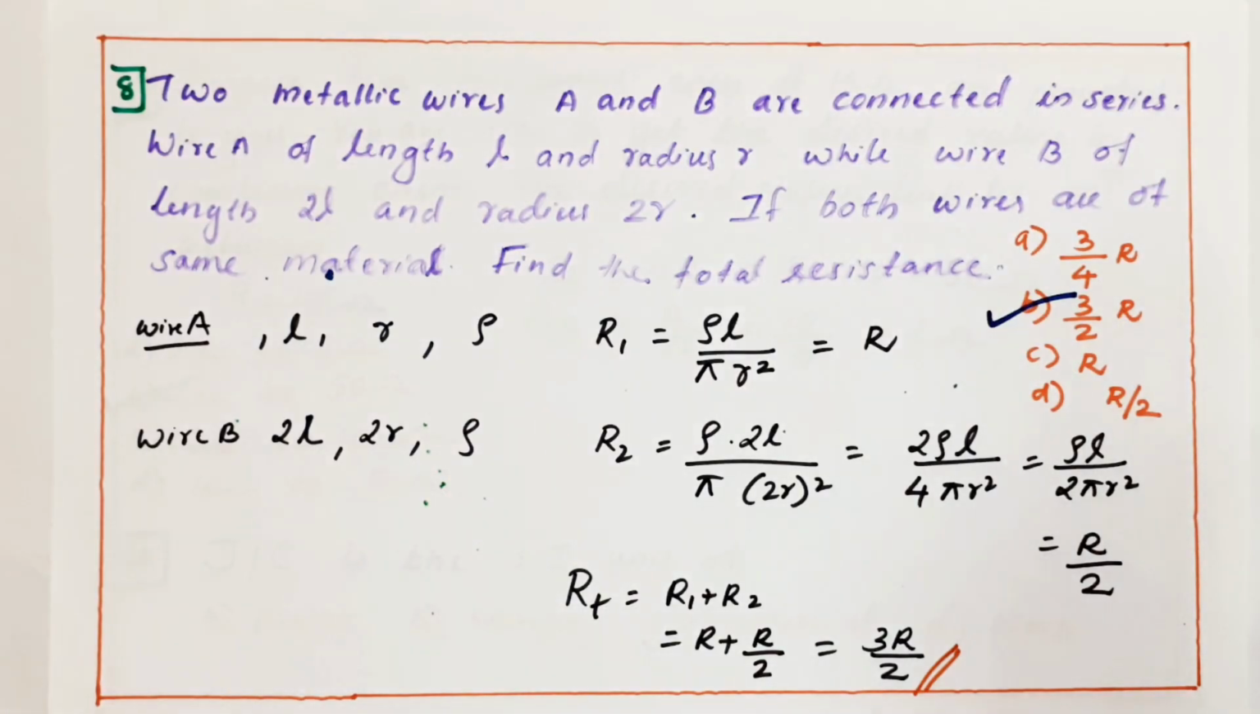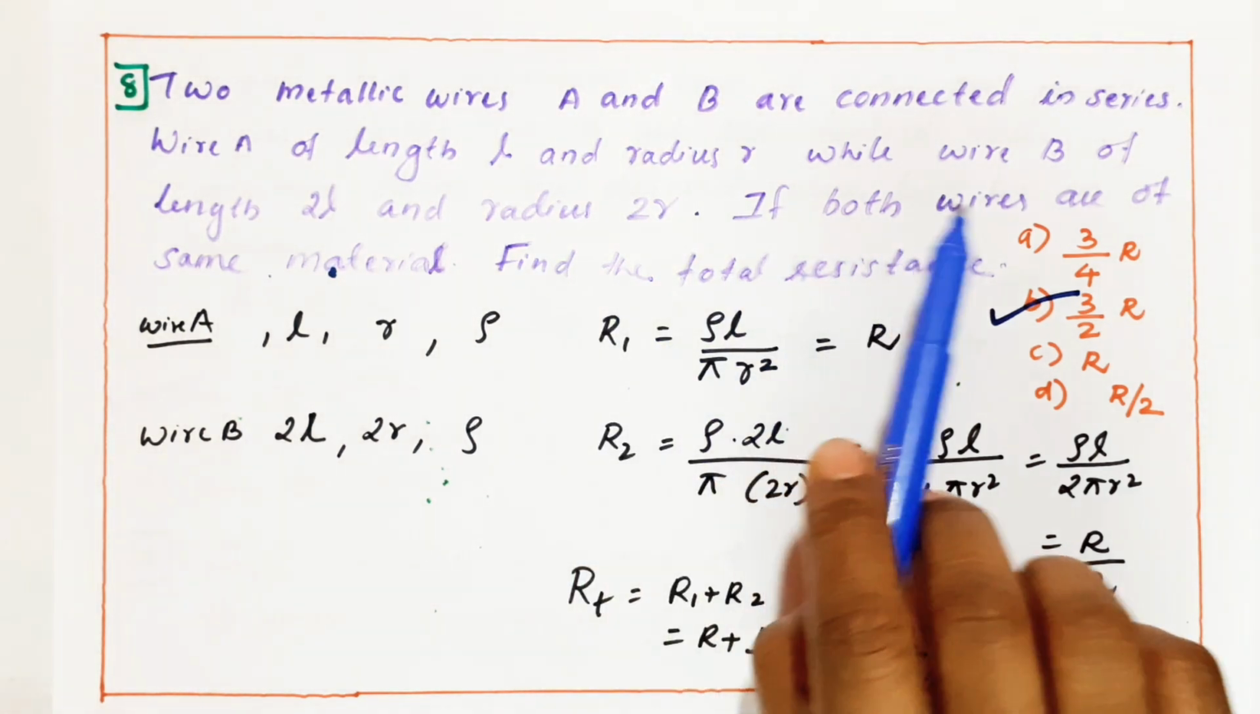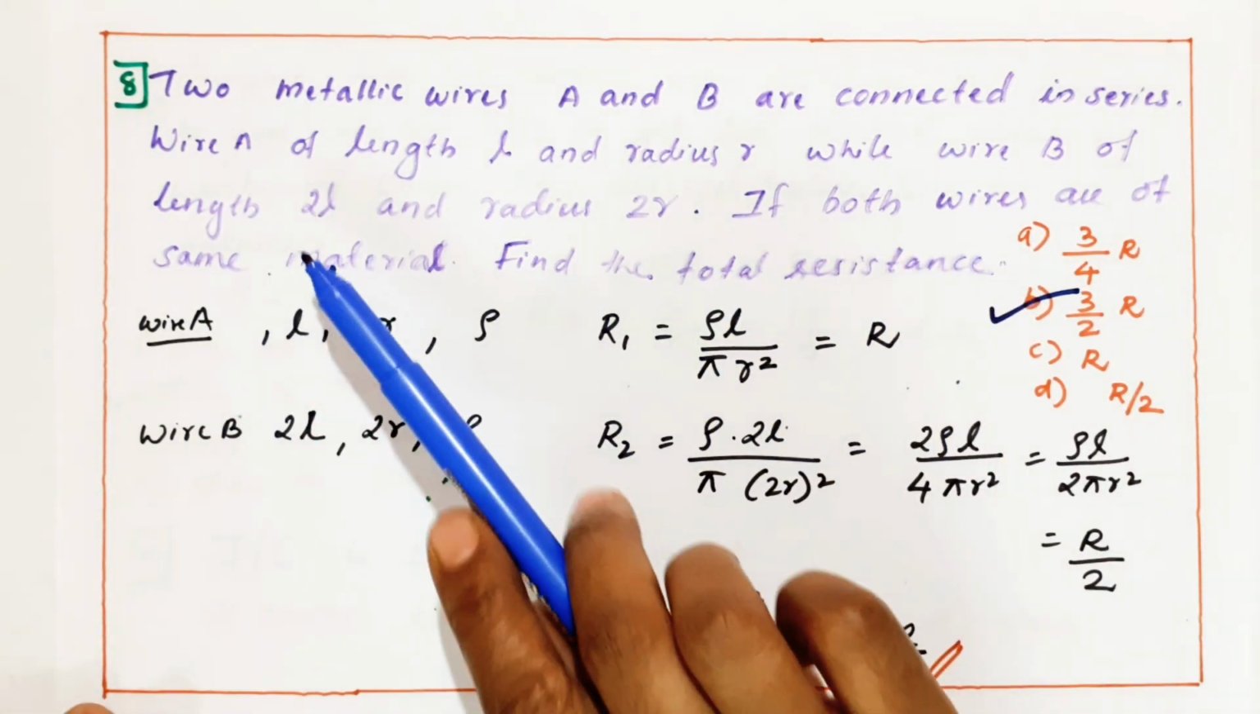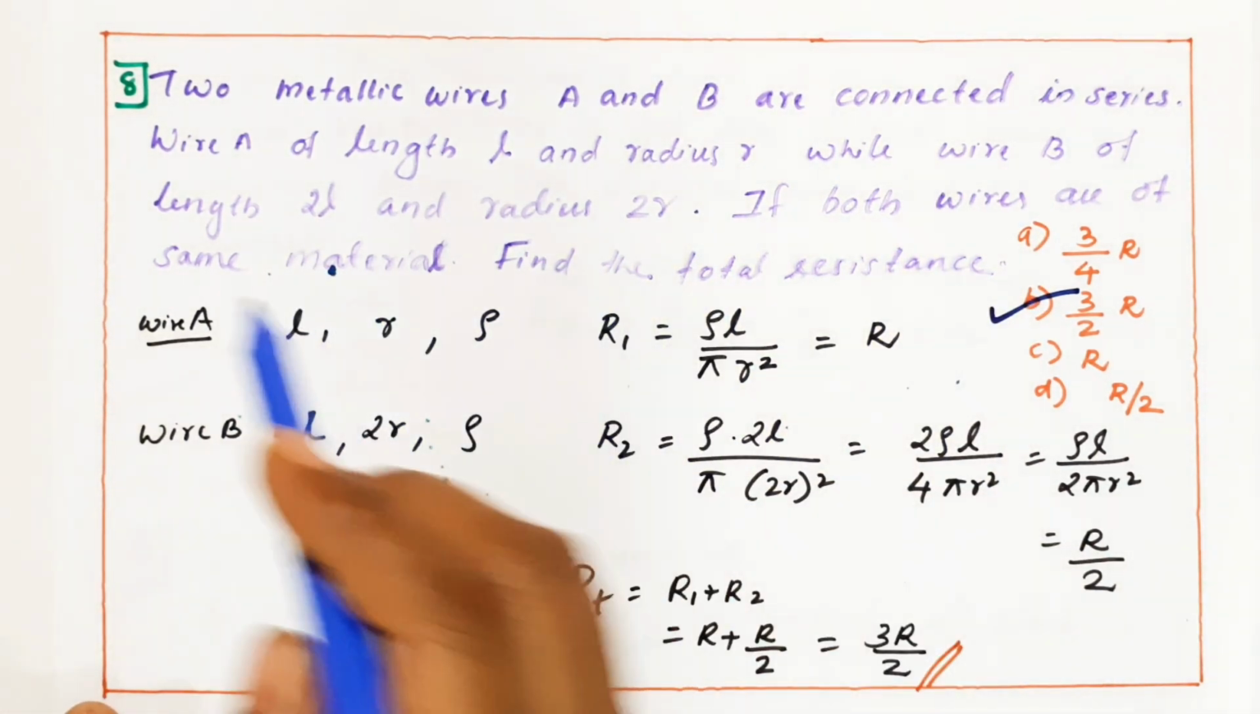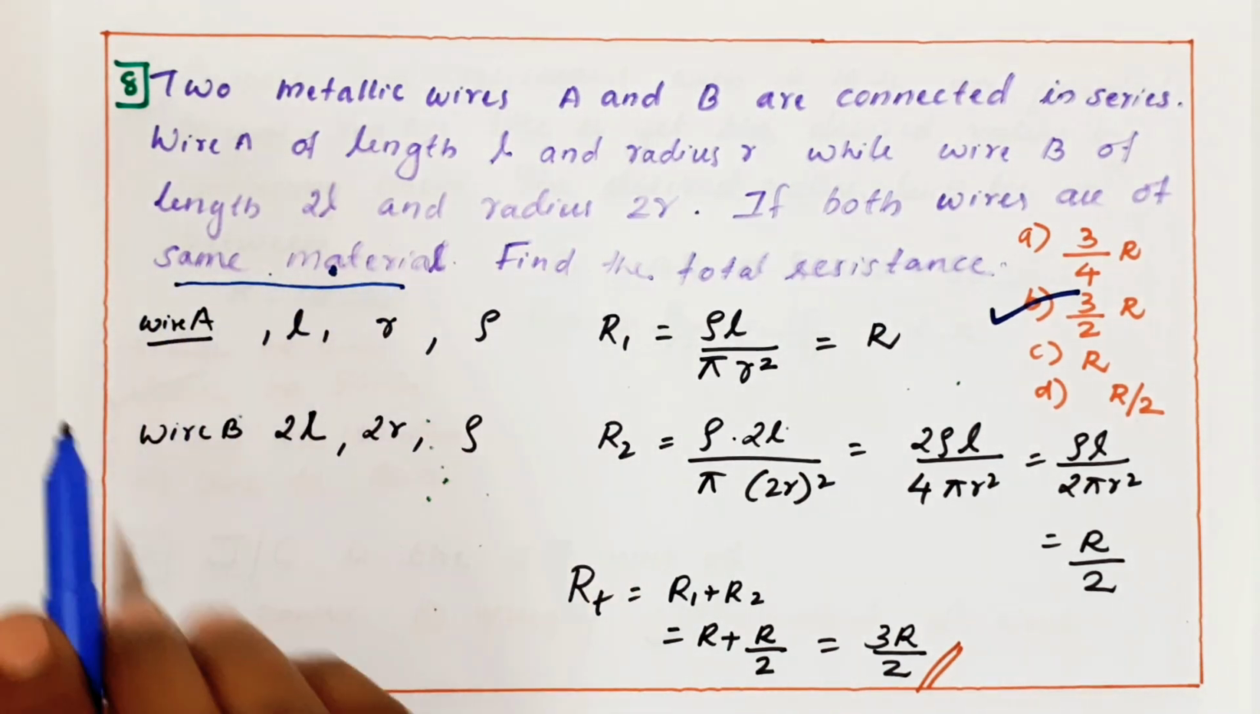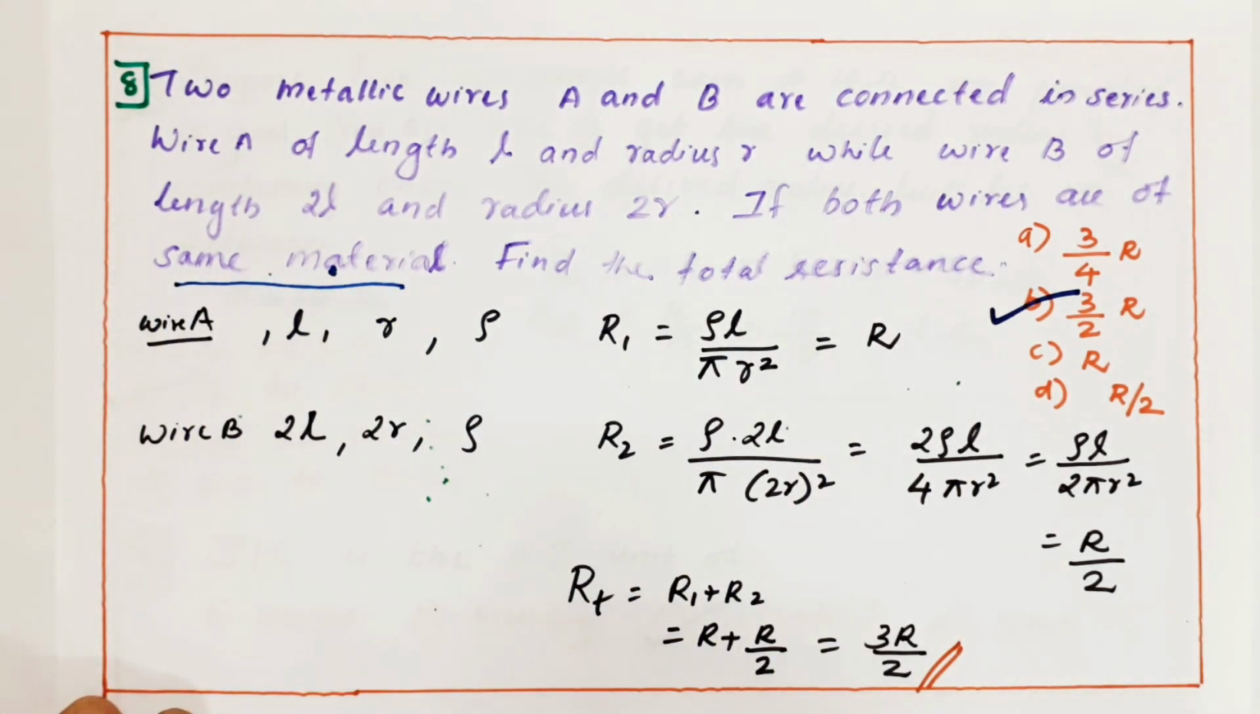Now the next one is: two metallic wires A and B are connected in series. Wire A has length L and radius R, while B has length 2L and radius 2R. Both are of the same material. Then what is the total resistance?